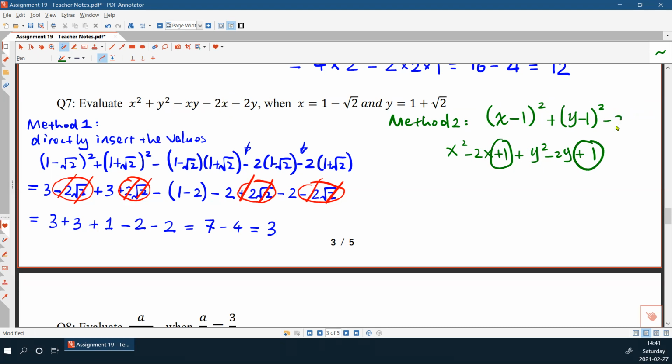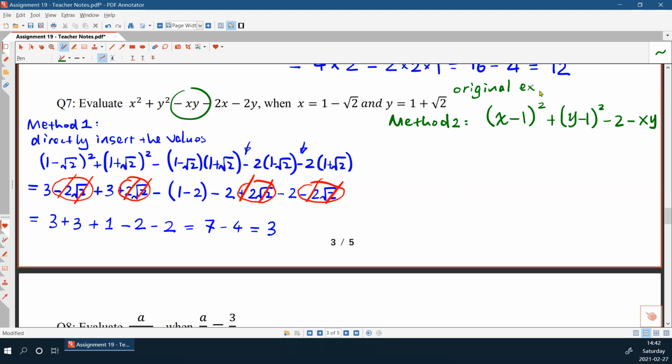But remember that there is no plus 1 and plus 1 in the original expression. So we need to minus 2 to cancel these two ones. And what else are we missing? We're missing this term, right? So we need to add minus xy here. Right? So actually the original expression is equivalent to this expression, right? Do you understand?